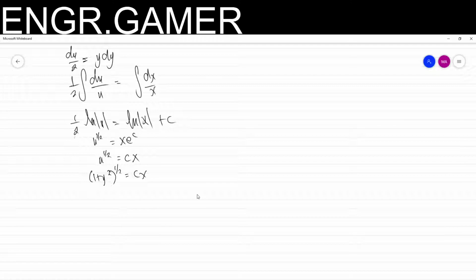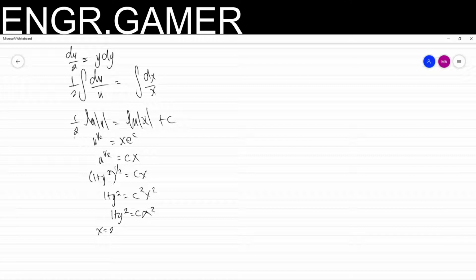When x is equal to 2, y is equal to... okay. Pwede natin siya. So multiply natin by square both sides para mawala yung square root or 1/2 natin dito. So you have 1 plus y squared is equal to c squared x squared. Take note, constant squared is equal to constant. So meron tayong 1 plus y squared is equal to c x squared. Okay? So solve for c.